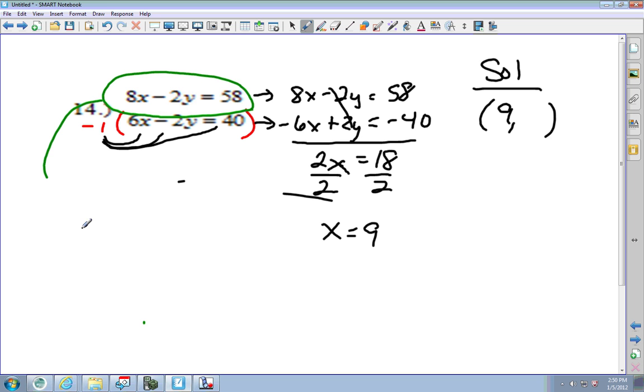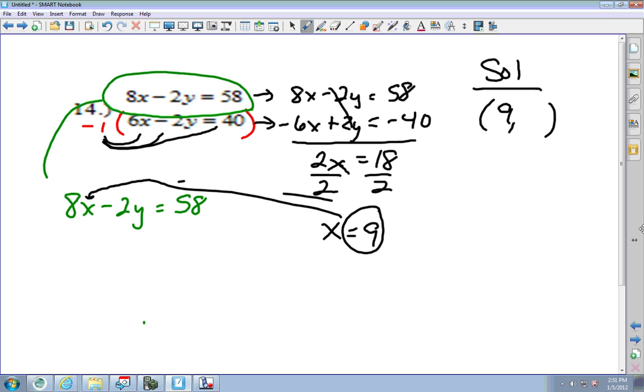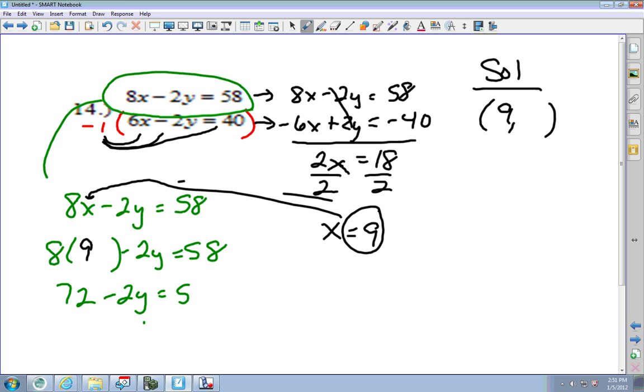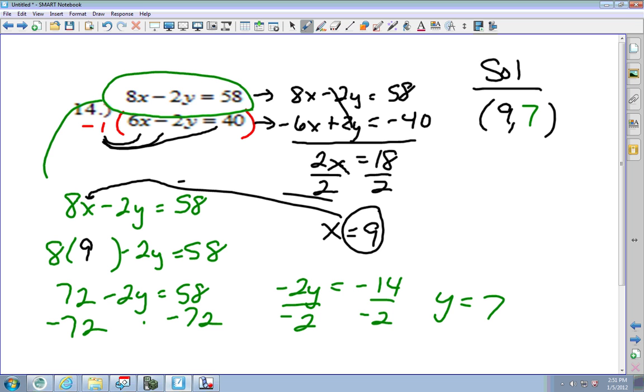X is 9 and I need to find y. So if I write 8x minus 2y equals 58, x is 9, so let's go put this in here for x. I get 8 times x, which is 9, minus 2y equals 58. 72 minus 2y equals 58. Subtract 72 from each side. Negative 2y equals 58 minus 72, which is negative 14. That looks better. Divide by negative 2. Y is 7. There's my solution.